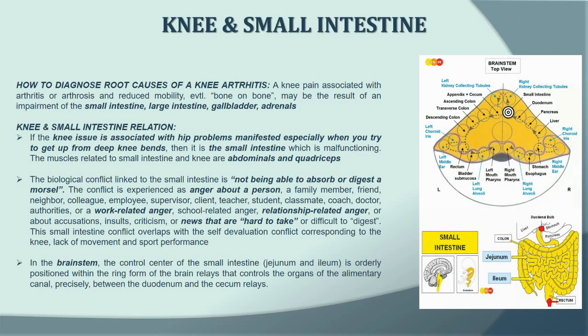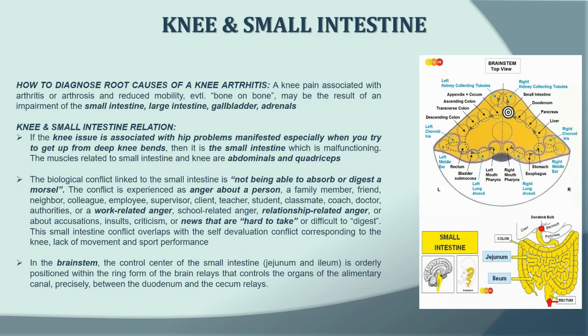So let's dive a little deeper into these correlations and relationships between your musculoskeletal system and your gastrointestinal system. And first up is your knee and the small intestine relationship. How to diagnose the root causes of a knee arthritis. A knee pain associated with arthritis or arthrosis and reduced mobility, eventually bone to bone, may be the result of an impairment of your small intestine, your large intestine, your gallbladder, and your adrenals.